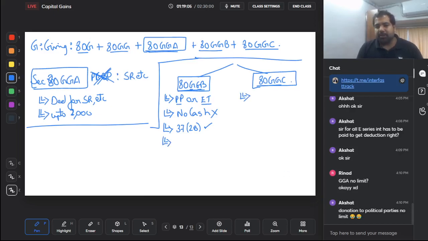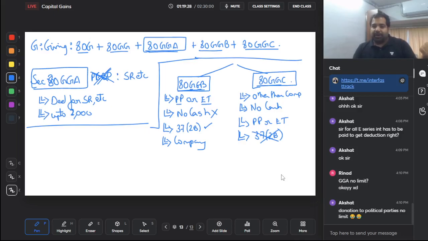Guys, this is bada, this is basically company when they donate, and this is other than company. So other than company like you, me, etc., if we donate, then we will get a deduction under 80GGC. Again, here no cash, you cannot donate cash. Here for us, political party or electoral trust both, and here guys, for you and me, 37(2)(b) cannot be taken. That deduction which was not given there, will it be given here? No, it's not given here also.